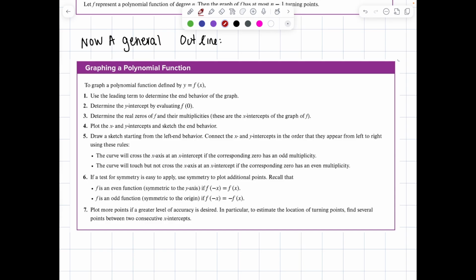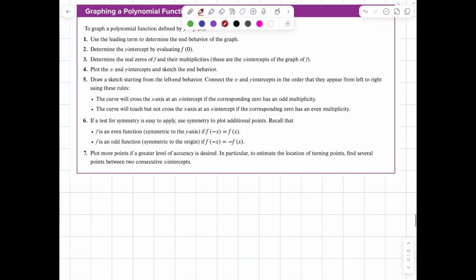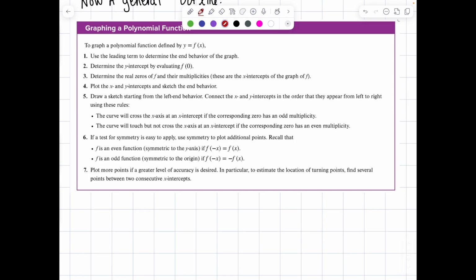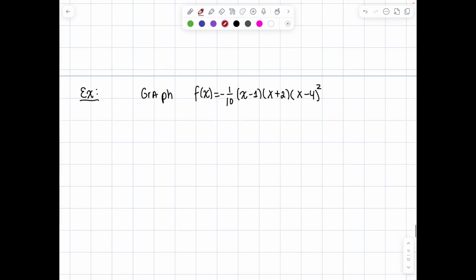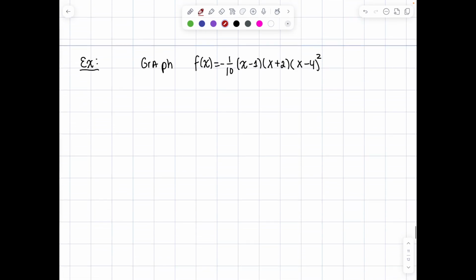Determine the zeros. So factor the function if you're able to. Plot the x and y intercepts. When you plot the x and y intercepts, determine if they have even or odd multiplicities and if they are crossing or touching. You can test for symmetry if you want to. And the more points you plot, the greater the level of accuracy. But we're sketching in this class, so you don't really need to plot too many points. So let's graph this function from start to finish.